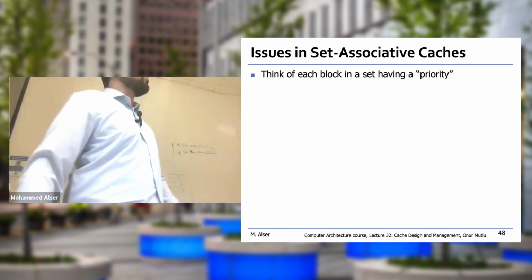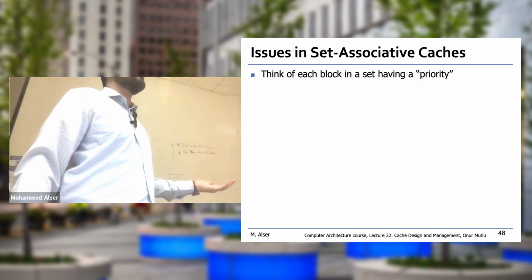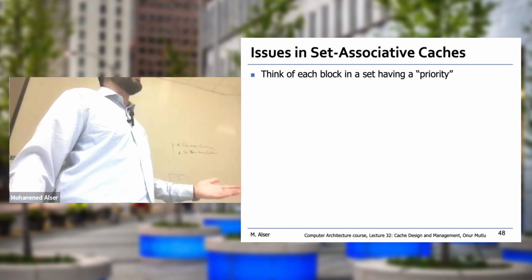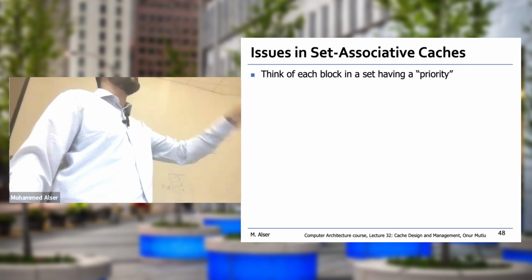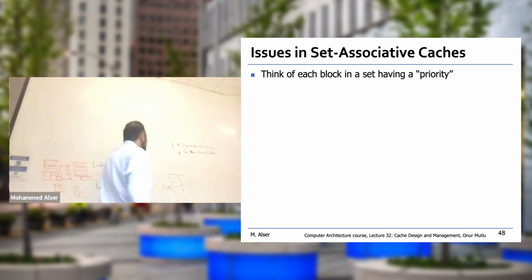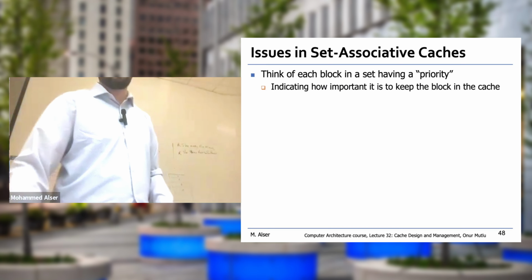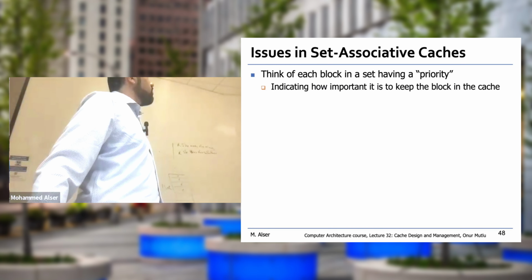However, now we have the question of what we call priority, right? Which block has more priority than others to keep it over something else? Because whatever the number of ways we have, there is a probability that we will have a conflict. Even if we have a lot of ways and that set is becoming full of cache blocks, which one of them is more important than the other? There are a lot of things to think about there, indicating how important it is to keep the block in the cache.